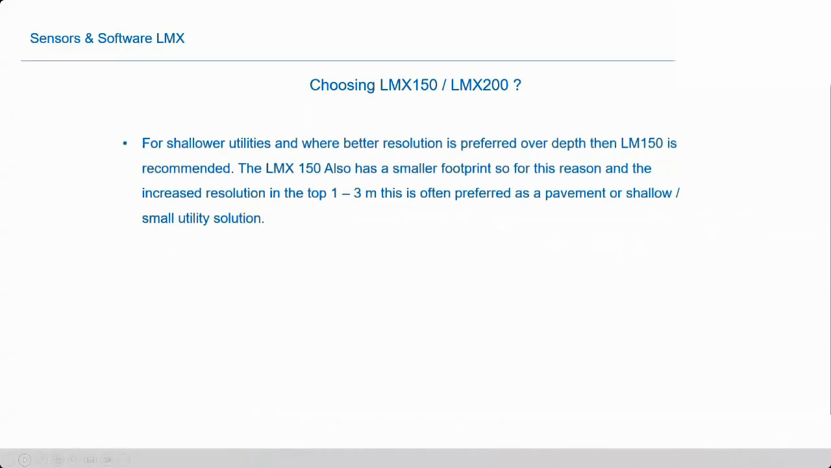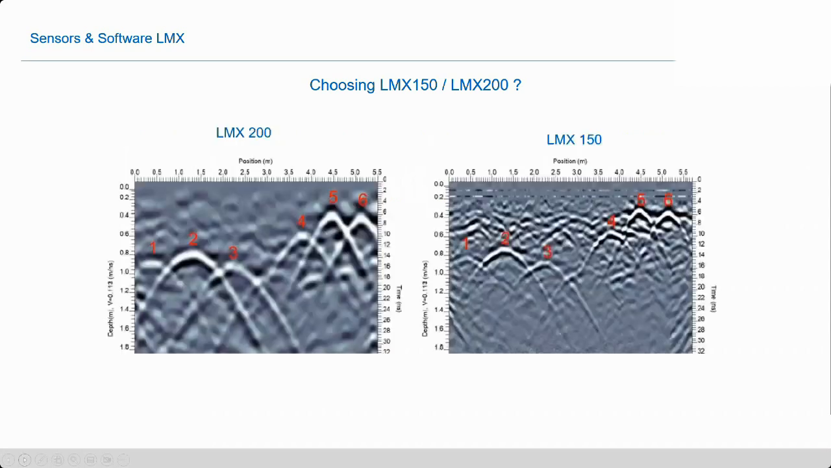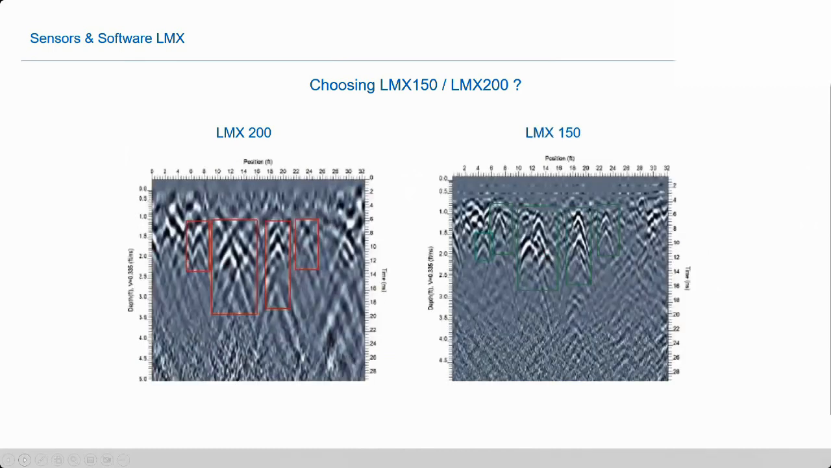For shallow utilities or where better resolution is preferred, LMX-150 is recommended. It also has a smaller footprint, so you get increased resolution in the top. You can see down to 3 meters, but we're usually talking about the top 1 or 2. So it's often preferred for shallow services such as pavement work. And we see here the response from an LMX-200 on the left and the LMX-150 on the right. And I think this one is more telling. So LMX-200 on the left, LMX-150 on the right.